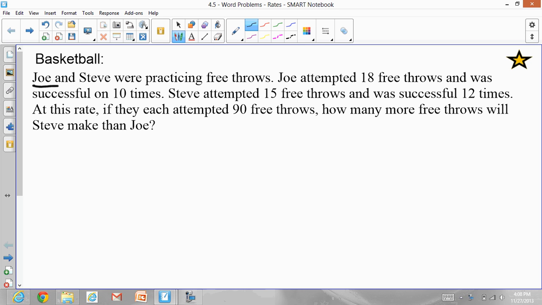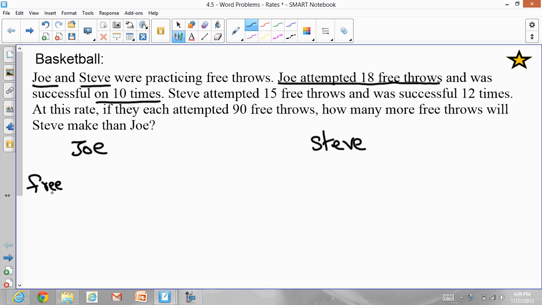So Joe and Steve are two people who are practicing free throws. Let's put a column for Joe and a column for Steve. Joe attempted 18 free throws and was successful 10 times. So let's see, free throws, and let's see how many times he was successful. Make sure that you are writing this in your notebook.